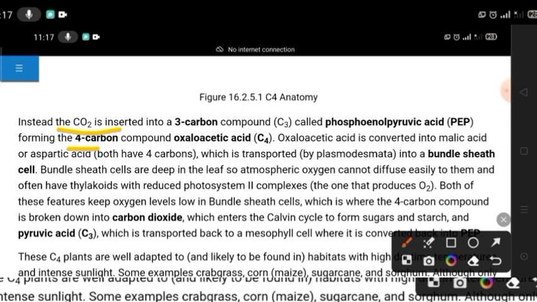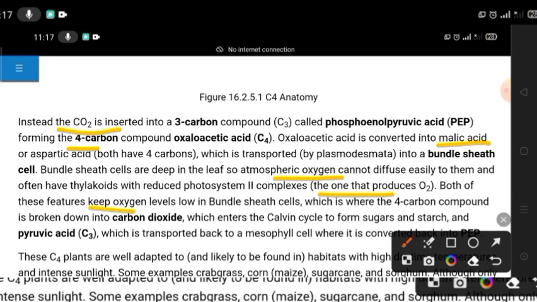oxaloacetic acid. C4 oxaloacetic acid is converted into malic acid or aspartic acid. Both have 4 carbons and are transported by plasmodesmata into a bundle sheath cell. The bundle sheath cells are deep in the leaf, so the atmospheric oxygen cannot diffuse easily into them, and they often have thylakoids with the reduced photosystem II complex, the one that produces oxygen.